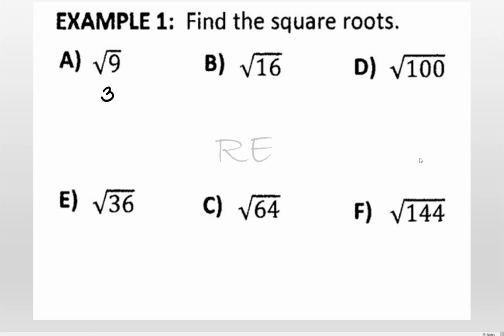The square root of 9 is 3. 3 times 3, 9. The square root of 16 is 4. 4 times 4, 16. Square root of 100, 10. 10 times 10, 100. Those are called perfect squares. Square root of 36 is 6. 6 times 6, 36. Square root of 64 is 8. And square root of 144 is 12, since 12 times 12 is 144.